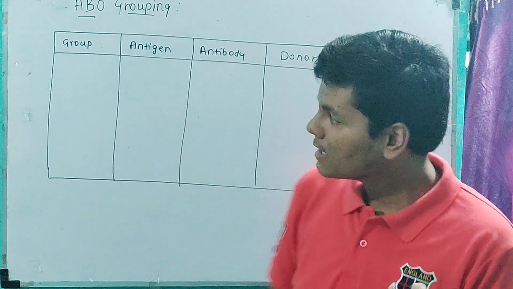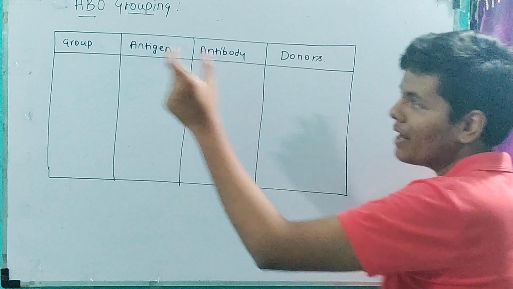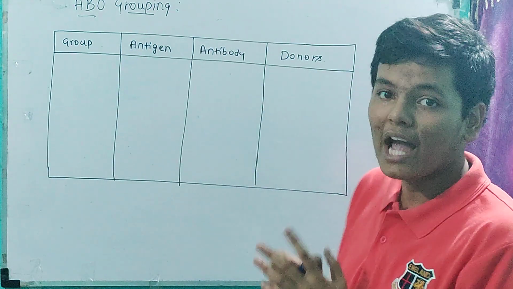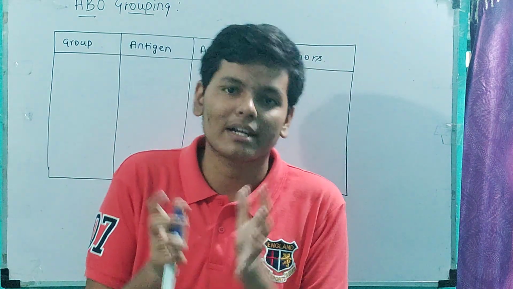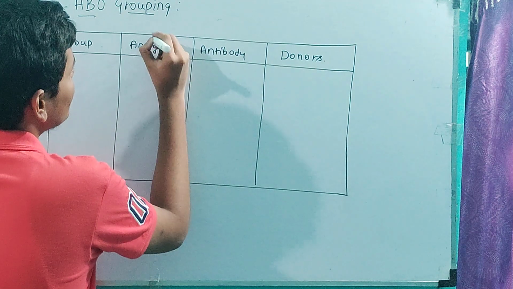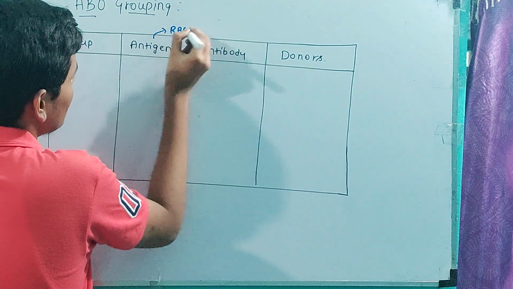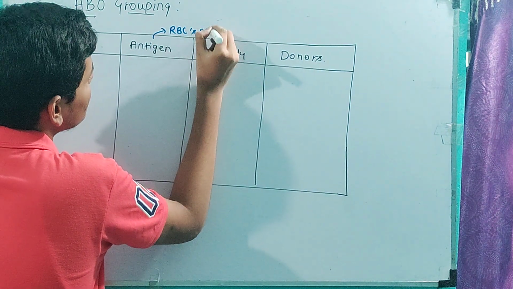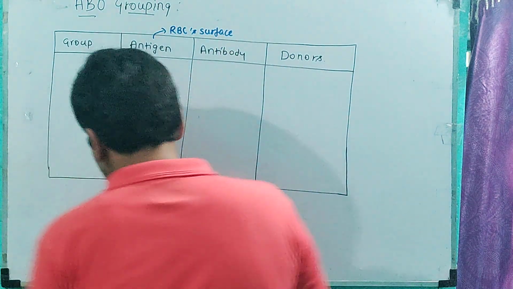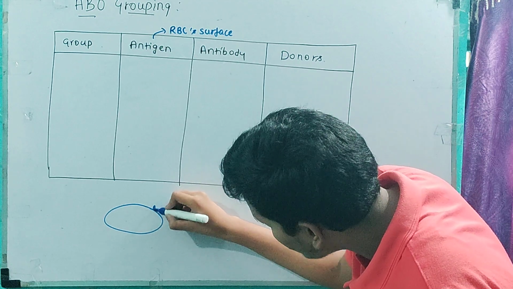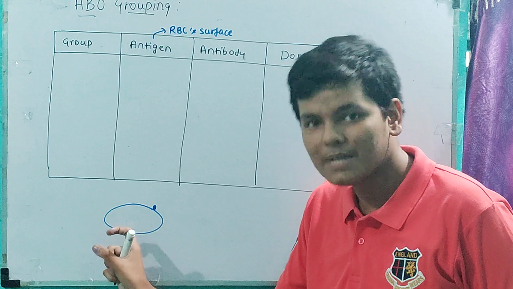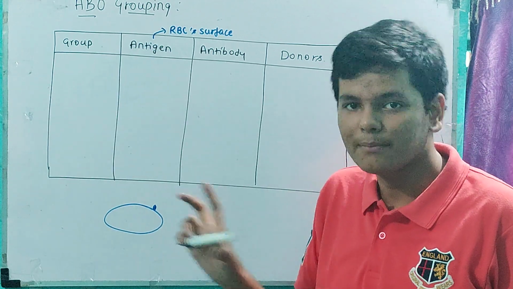So here in the table we have four columns: one is the group, one is the antigen, one is the antibody, and one is the donor. I have already given you an idea about what an antigen and what an antibody is. This antigen is found on the RBC's surface. Suppose this is the RBC. Then there is an antigen present on the surface of the RBC, which can tell which group the blood belongs to.